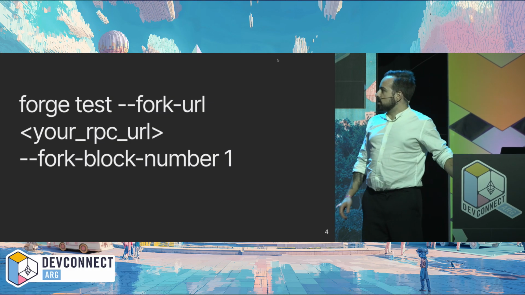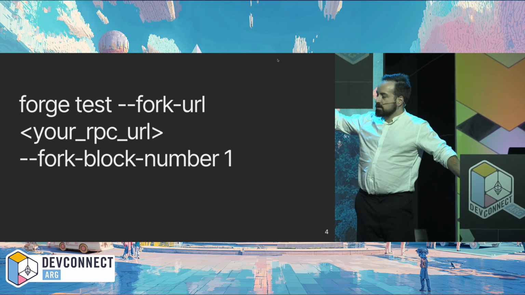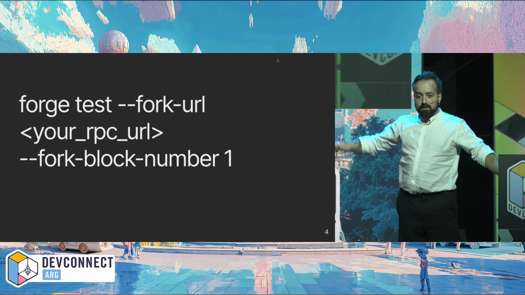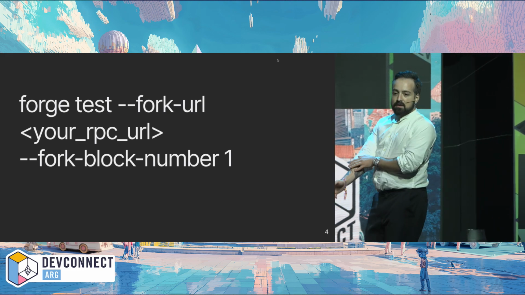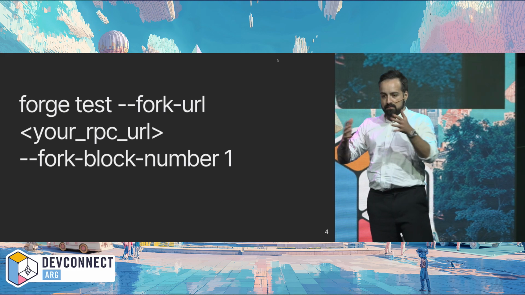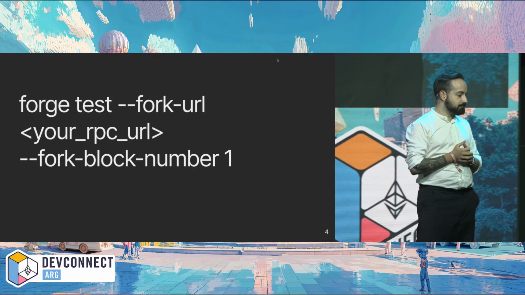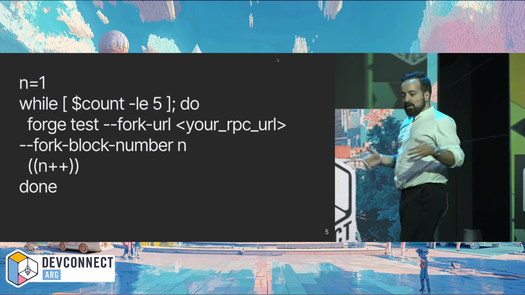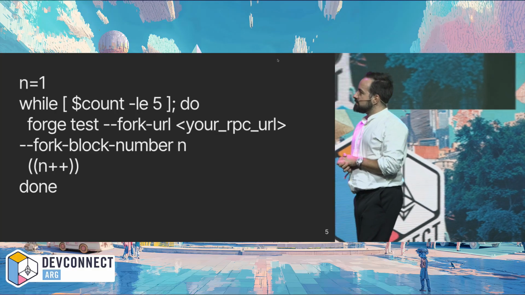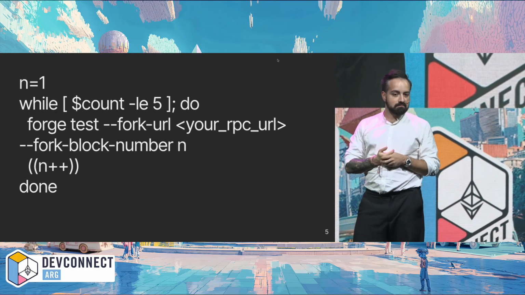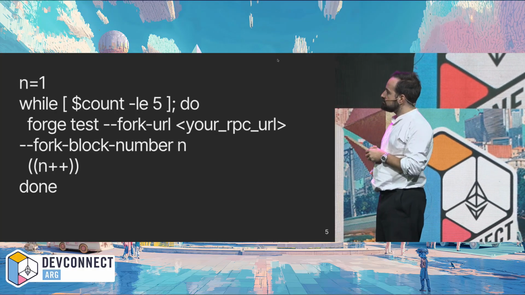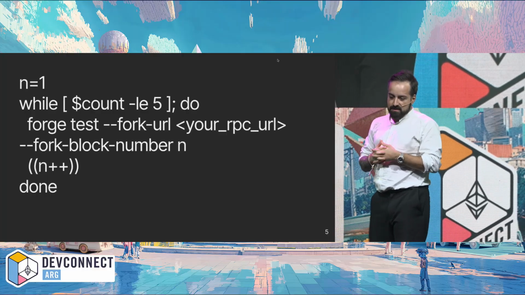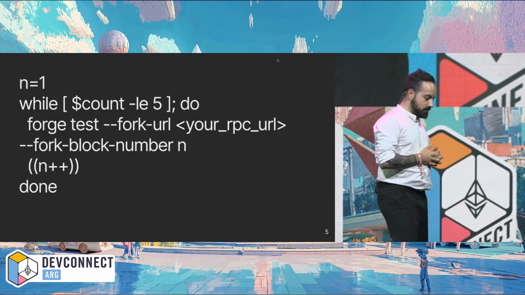So this is how you run it. You say fork test, you give an RPC, you say for which block number you want to run it, and then it will populate the state from that block number, and it will run your code and see what happens. So what if we run this command, but we run it on every new block, right? So we do a fork test, but we run it on every block.